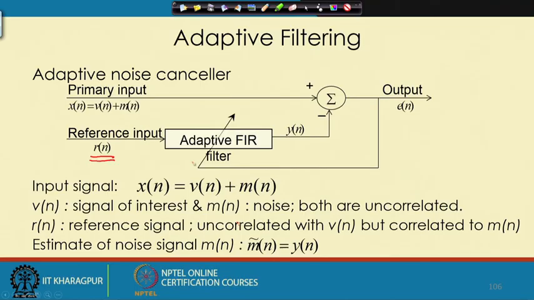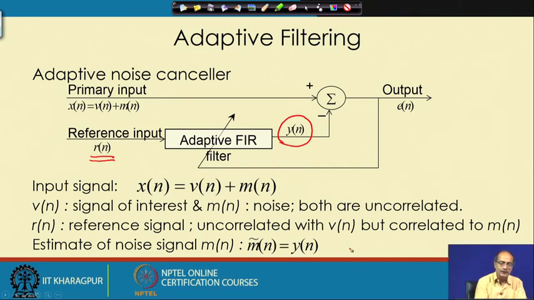And then this reference input which is correlated with the noise can be passed through an adaptive IIR filter, and we can synthesize something called y n, which would be an estimate of this noise m n. So, if we subtract this from the observed signal, we expect that we get somewhat closer to the signal of interest, or v n.